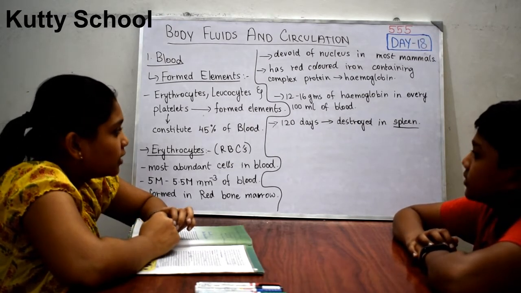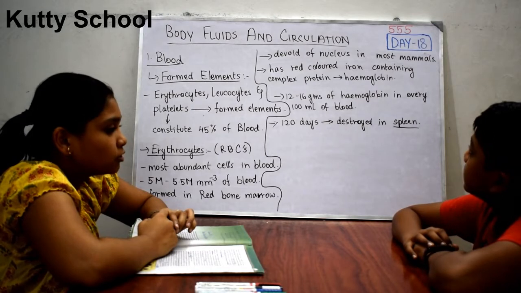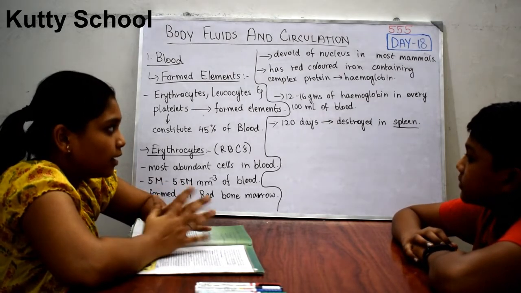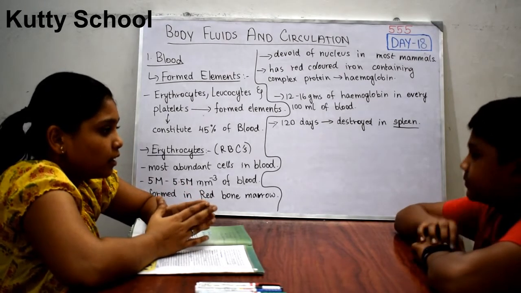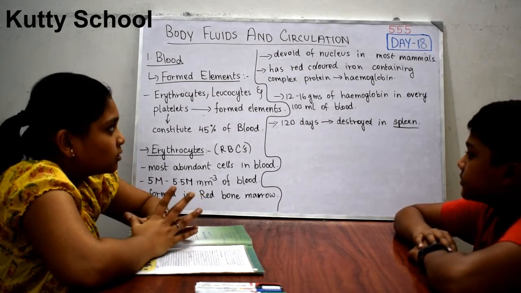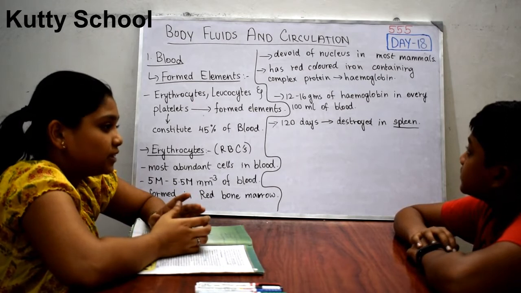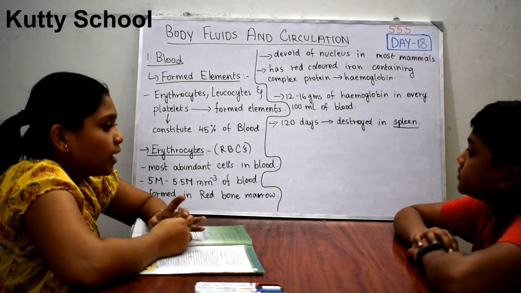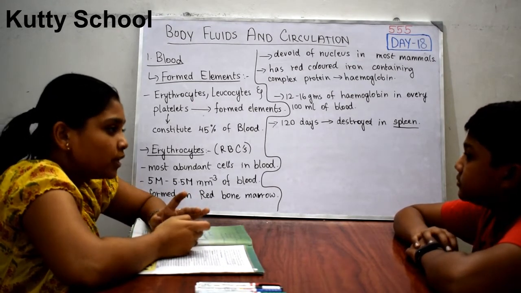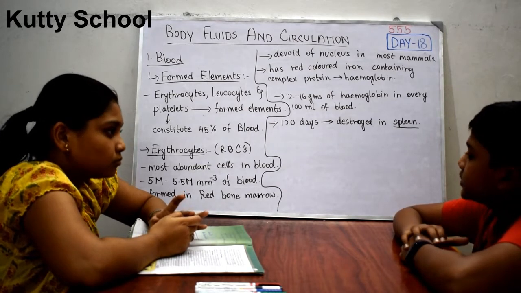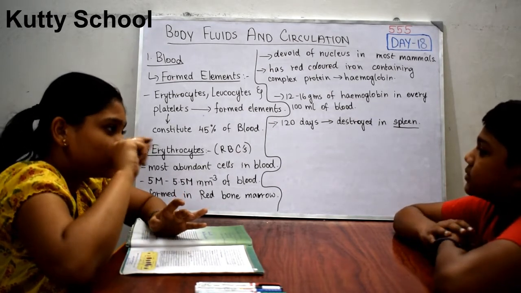We are not having a nucleus. In mammals, most mammals like humans, cows, cats, every mammal, do not have a nucleus in their red blood cells. If you take amphibians like frogs, they will be having a nucleus in red blood cells. The nucleus is present inside red blood cells.